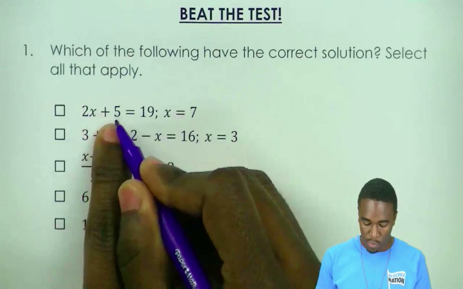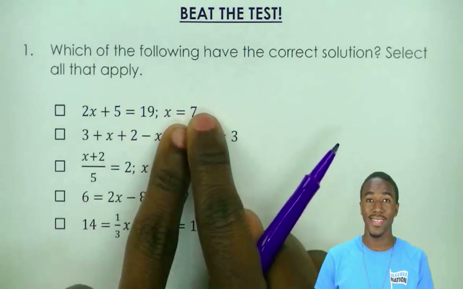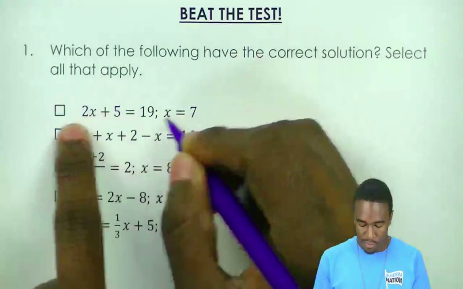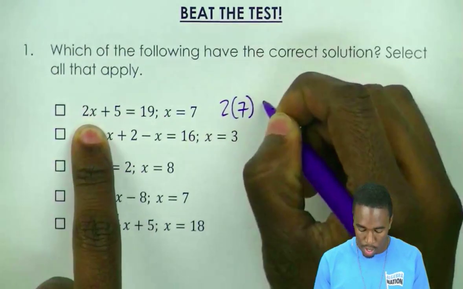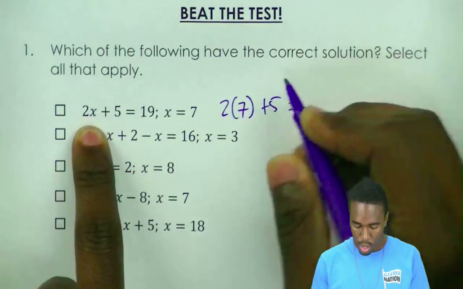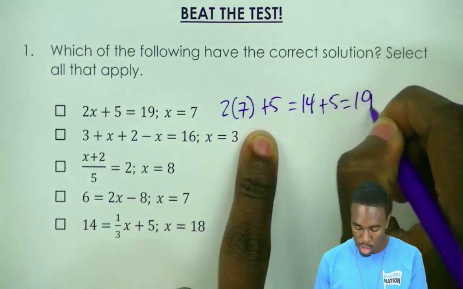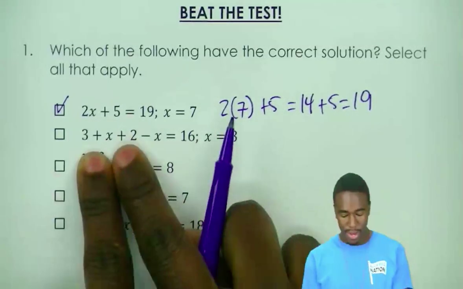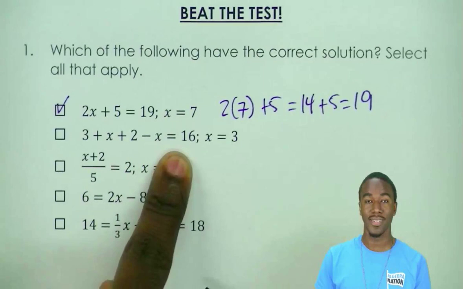Here we have 2x plus 5 is equal to 19. We want to know if this is true when x is equal to 7. Okay, so we're being given the value of x. We have to see if it fits here. So I'm going to plug in 7 for x. So 2 times 7 plus 5. Well, 2 times 7 is 14. 14 plus 5 is equal to 19. 19 is equal to 19. We'll take that one.